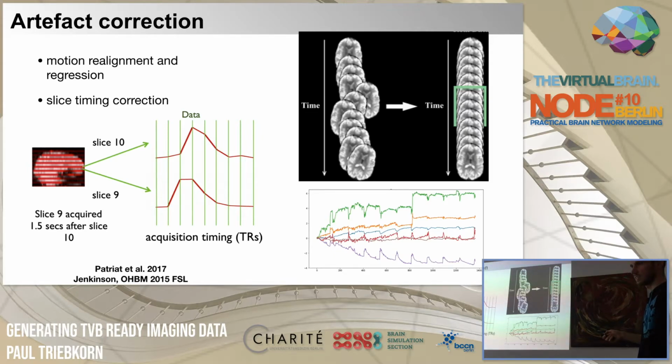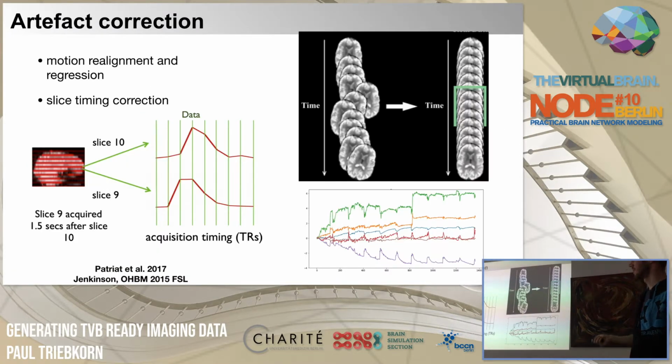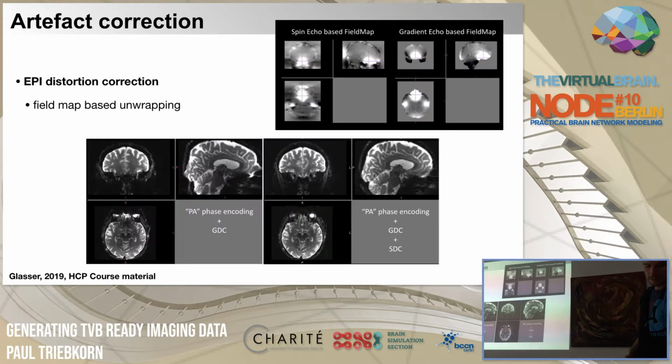But we know when these slices were acquired, and we can interpolate the steps in between and then just shift this one back. This has been very important in former days when TRs were even longer, like 3 or 4 seconds. Now with 0.7 seconds, this is not even considered anymore in the Human Connectome Project pipeline.